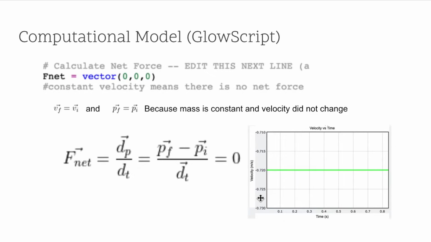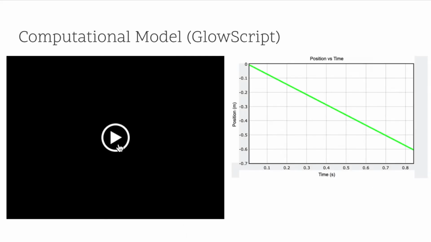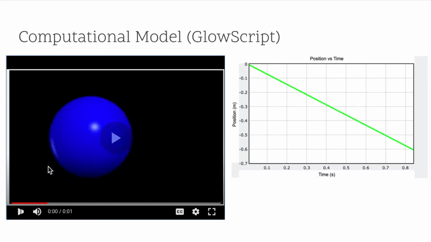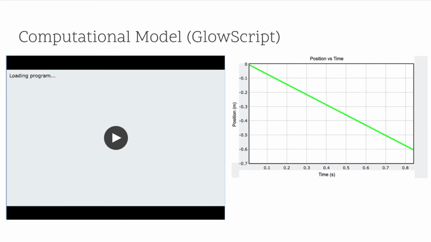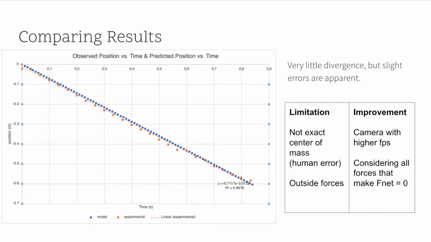And you can see here that GlowScript made this graph of velocity versus time, and it is just a constant line at negative 0.72 meters per second. So here is just a visual from GlowScript of the predicted position versus time in the form of a graph and a model. And then when we go to compare our results, you can see that there's a little bit of divergence in the graph, but very slight errors. And there are also outside forces that are being summed up to equal zero, and we cannot directly measure these forces. So that would be a limitation that would cause some divergence.